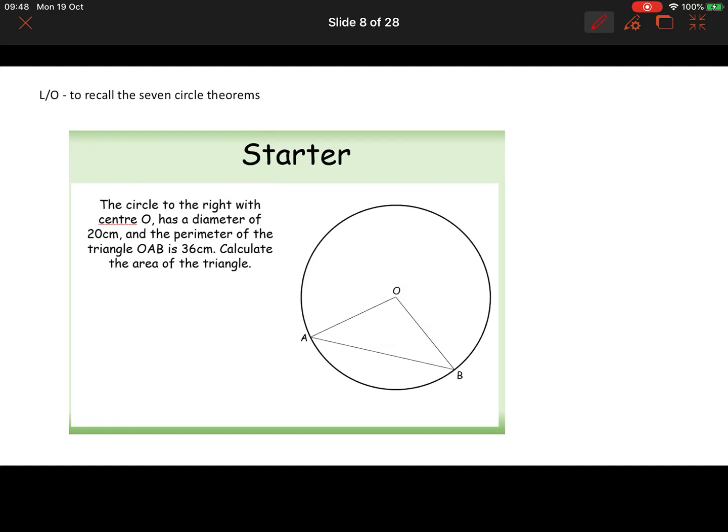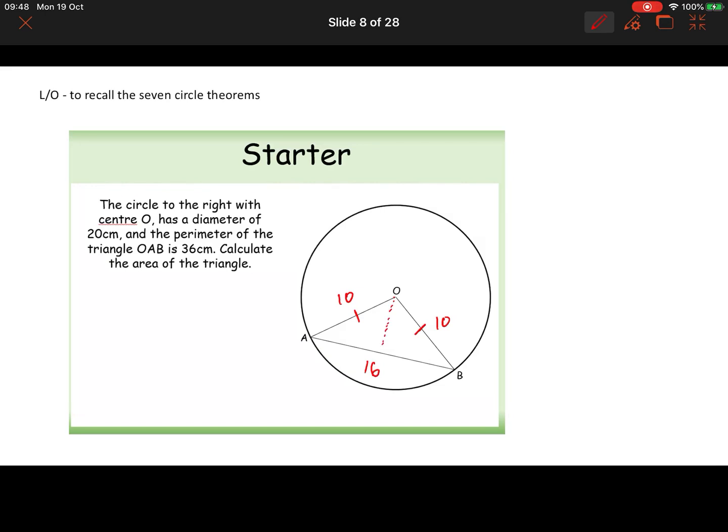It's just a matter of understanding the language being used here. What we should know is that this and this are both the radius of the circle, so it's an isosceles triangle. With the diameter 20, the radius is 10, so those two lengths are each 10. If the perimeter of the entire triangle is 36, then this length here must be 16.